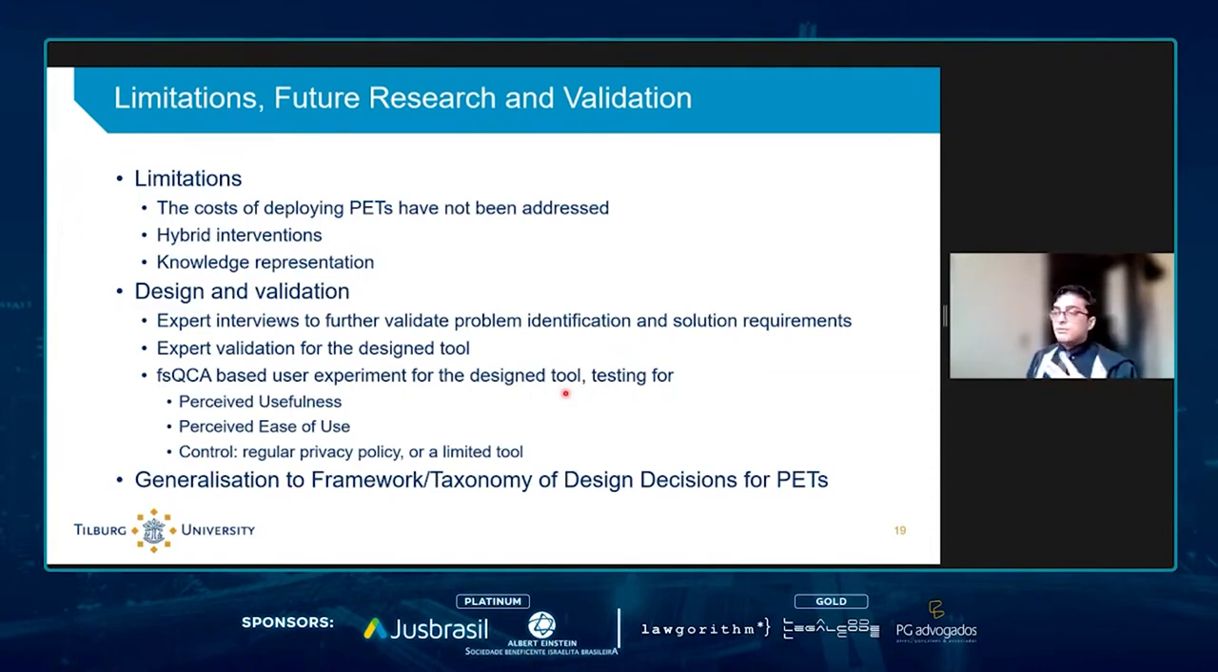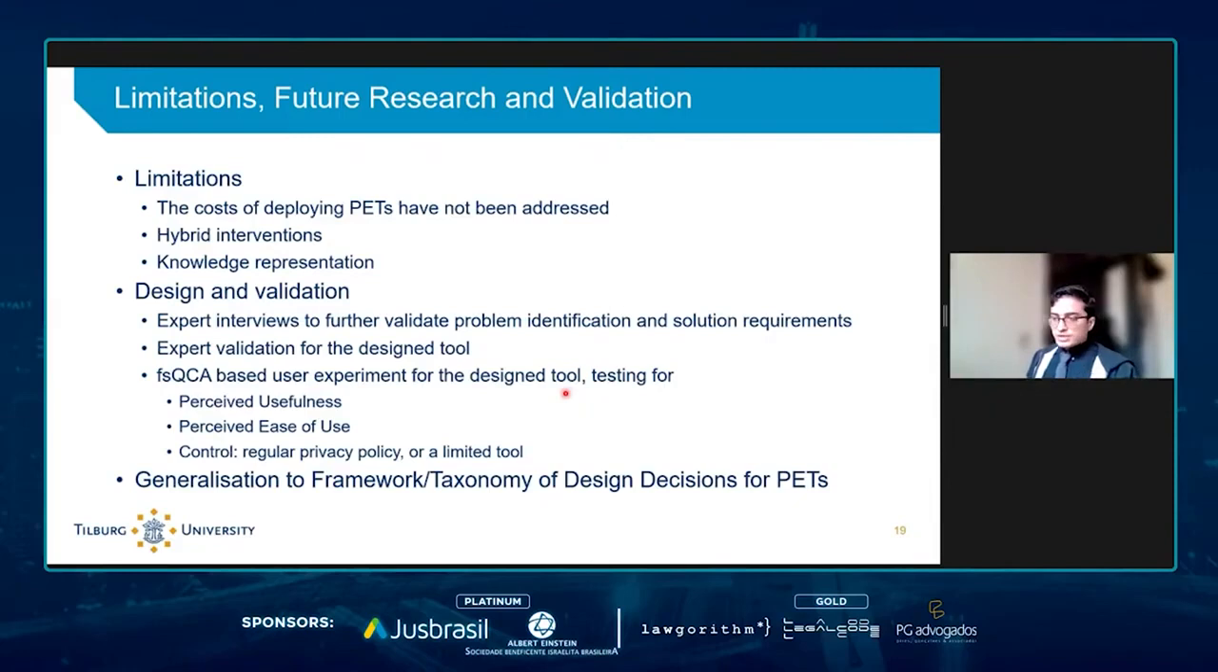We would like in the further steps to design a proof of concept PET, but before that, we would also like to validate the problems we have identified via qualitative interviews, and the solutions we have proposed. We would also like to conduct expert validation for the same. And ideally, we would also like to conduct an fsQCA-based user experiment to test the tool for perceived usefulness and perceived ease of use. We select fsQCA for this because it allows for a configurational analysis and to see which combination of functionalities users appreciate. We would like to do this with users having a control with a regular privacy policy or one of the other tools from our analysis.